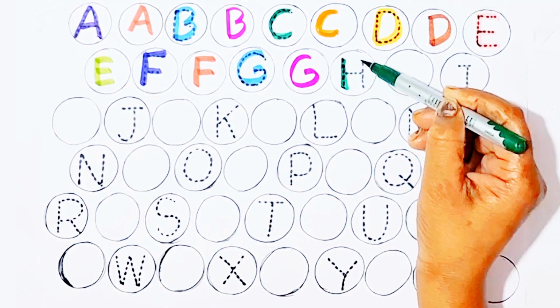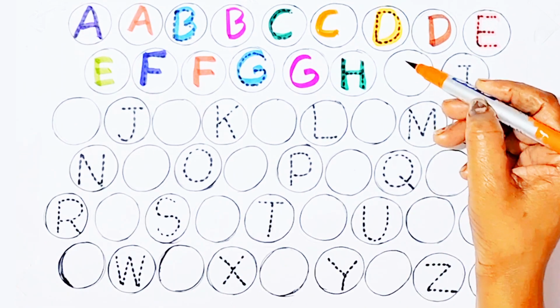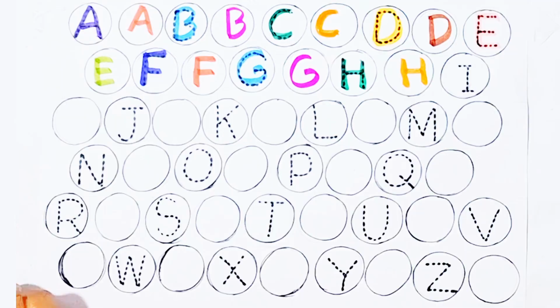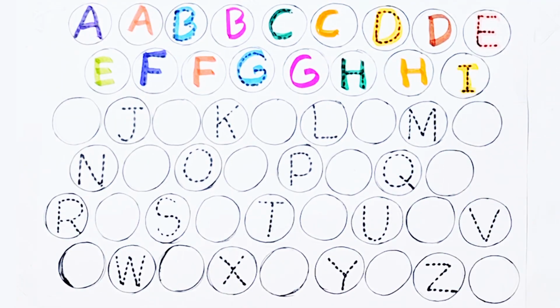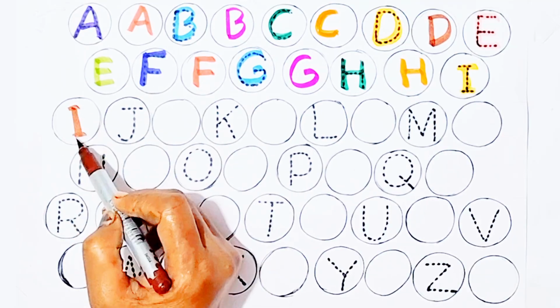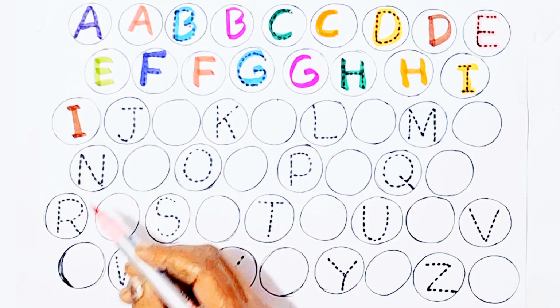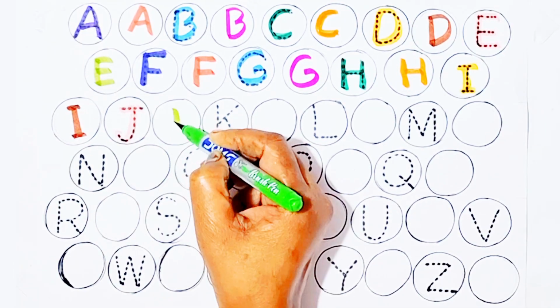H. Old MacDonald had a farm, E-I-E-I-O. And on his farm he had a cow, E-I-E-I-O. I. With a moo moo here and a moo moo there, here a moo, there a moo, everywhere a moo moo. Old MacDonald had a farm, E-I-E-I-O. J.